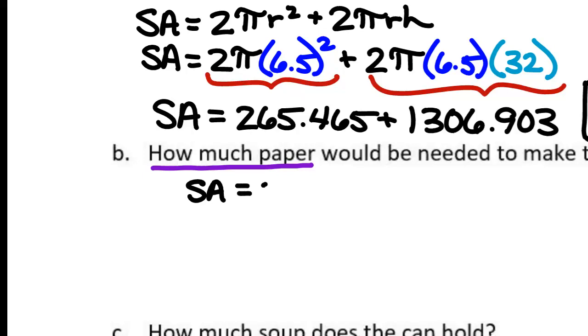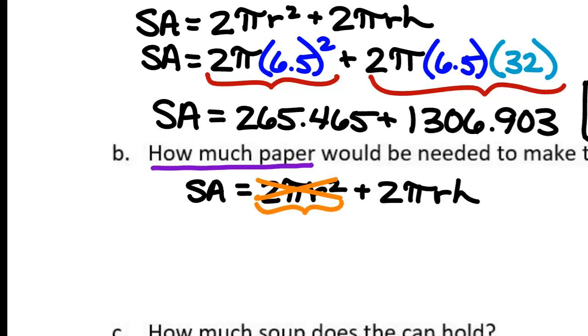The bases. Here where it says 2 pi r squared, that's 2 times my bases. We don't want that part, because this is the 2 circular bases.